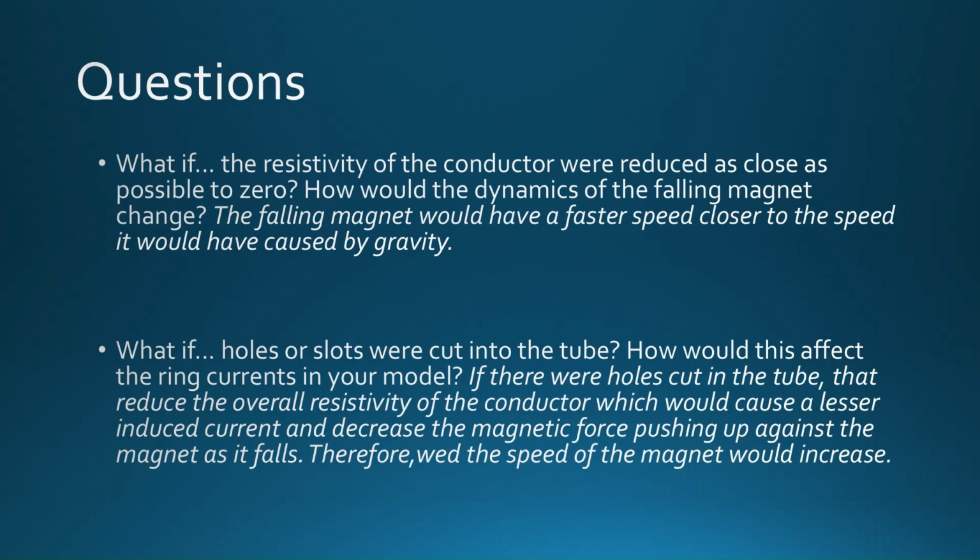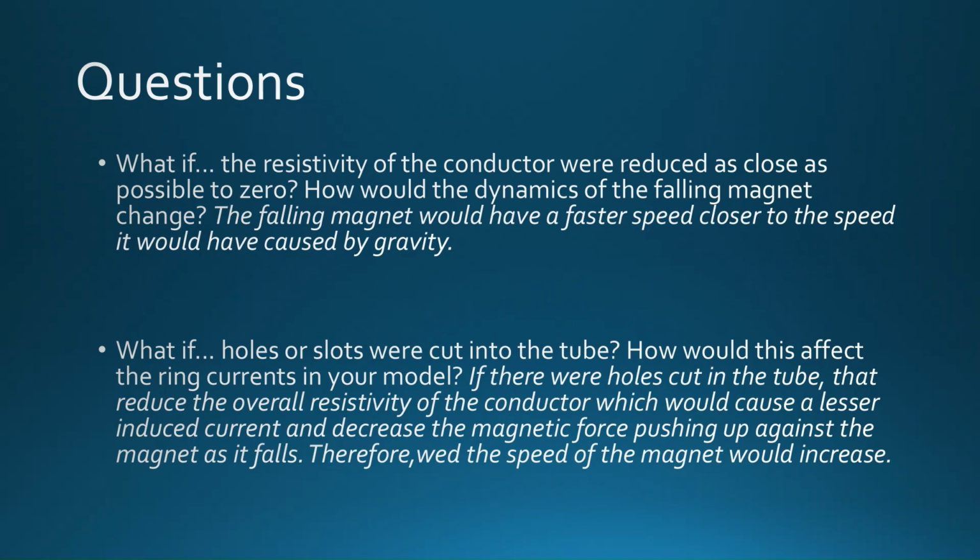Questions. What if the resistivity of the conductor were reduced as close as possible to zero? How would the dynamics of the falling magnet change? The falling magnet would have a faster speed, closer to the speed it would have been caused by gravity.